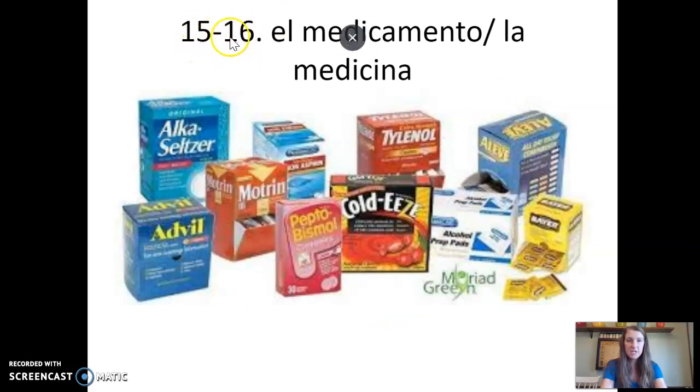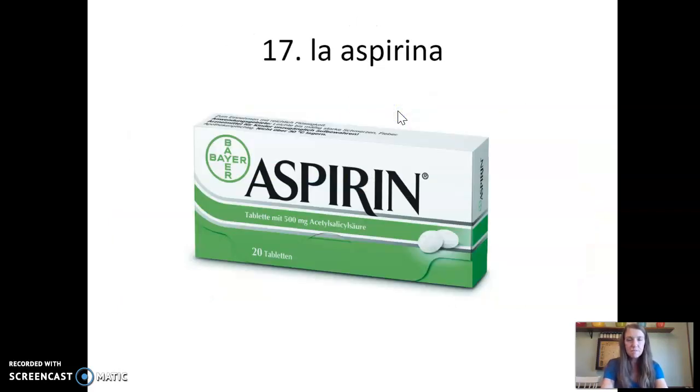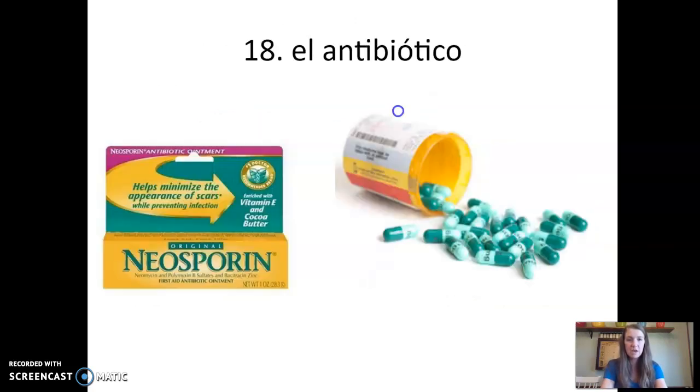Careful because this is 15 and 16. So el medicamento, la medicina, both mean medicine. It could be a prescription or these are all over-the-counter things, Advil and Tylenol, stuff like that you don't need a prescription for. La aspirina, aspirin. You can take that for a headache, some other sort of ache.